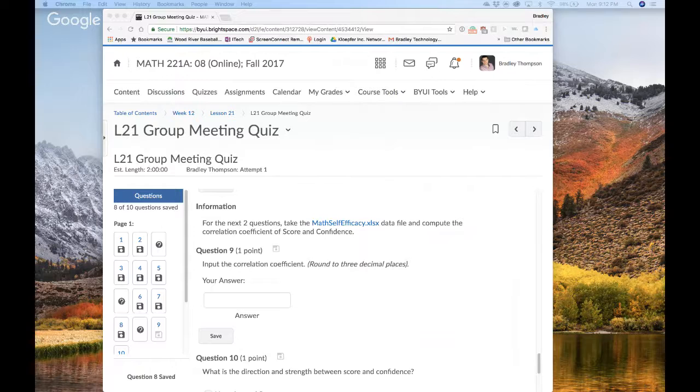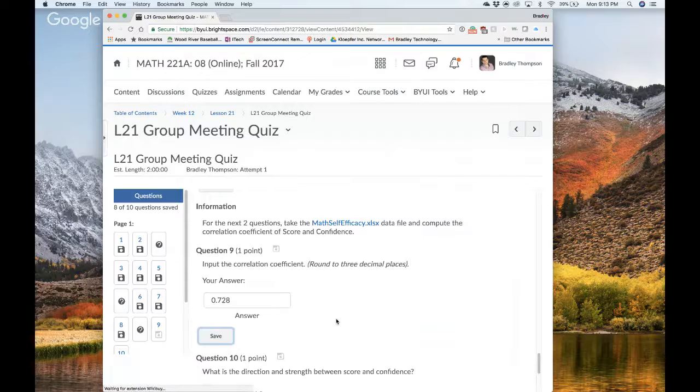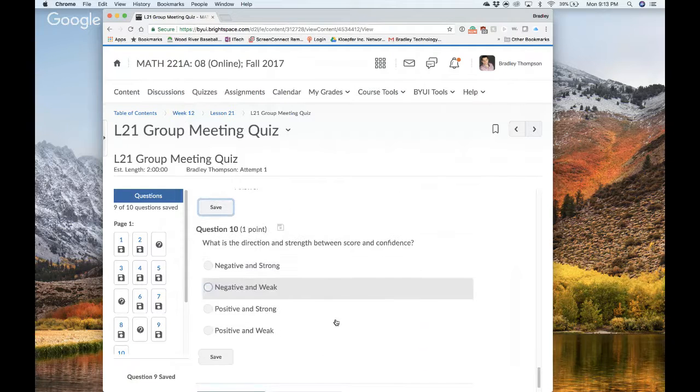But let's see, you'd have to, right? Because there's only 2 options for data. Okay, so I have a 0.728. I concur. And it is positive again.